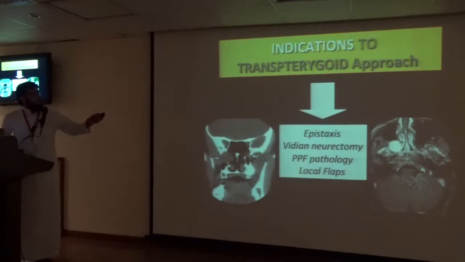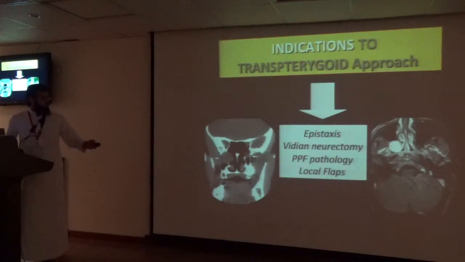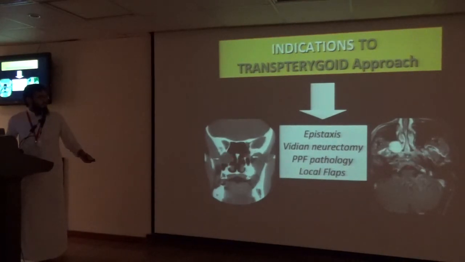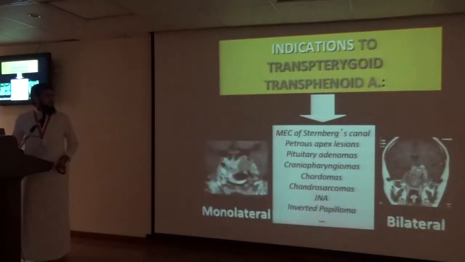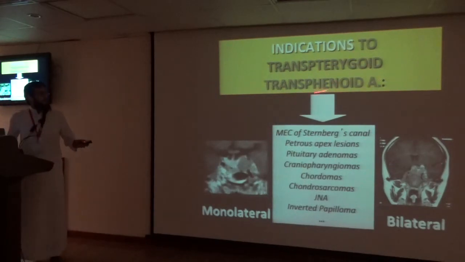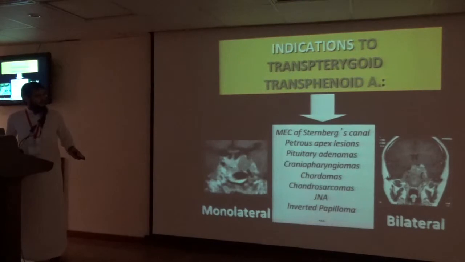So either we go transpterygoid approach to control the epistaxis or for vidian neurectomy, or just simple pathology in the area like schwannoma in this case, or in case of nasoseptal flap. What is the indication for the transpterygoid, ethmoid, sphenoid approach? For more extended disease like Sternberg's canal, CSF leak, petrous apex lesion, pituitary adenoma, craniopharyngioma, invasive papilloma, and juvenile angiofibroma.